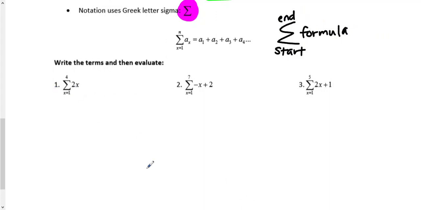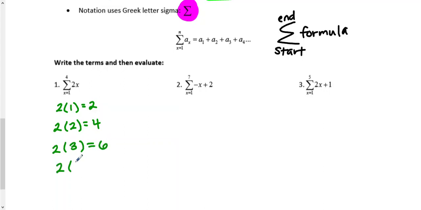So if I look at number 1, I'm starting with 1. That's on the bottom. So if I take that 1 and plug it in, I get 2 times 1, which equals 2. And I have to go all the way up to 4. So then the next one I need to plug in is 2. So 2 times 2 is 4. And then 2 times 3, which is 6. And then 2 times 4, which is 8. So those are the terms in my sequence, 2, 4, 6, 8.